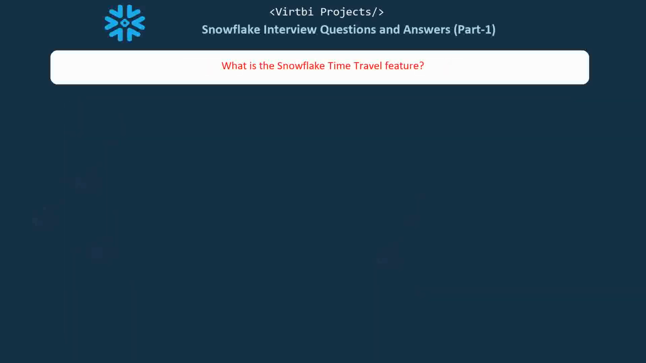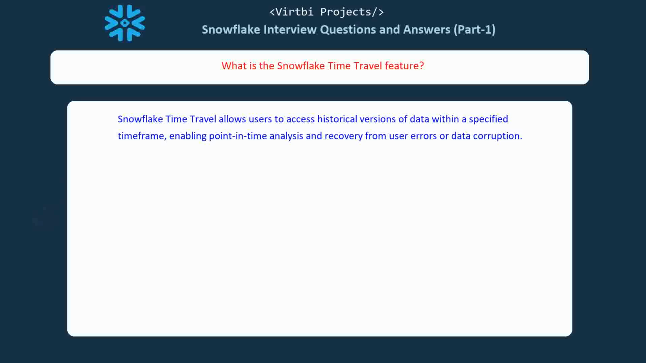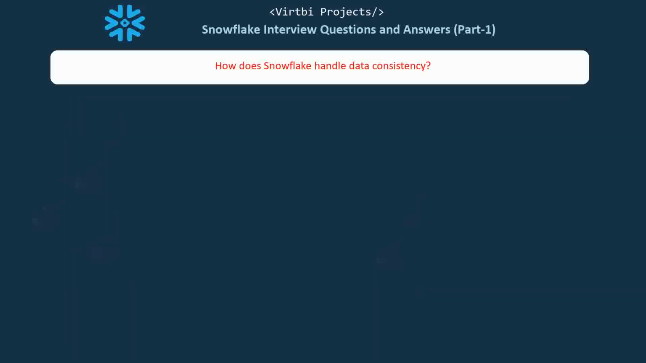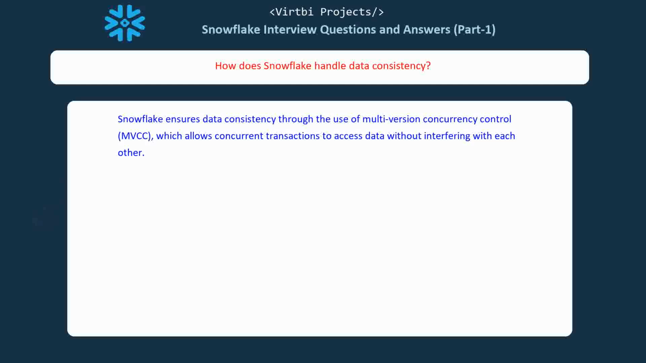What is the Snowflake time travel feature? Snowflake time travel allows users to access historical versions of data within a specified time frame, enabling point-in-time analysis and recovery from user errors or data corruption. How does Snowflake handle data consistency? Snowflake ensures data consistency through the use of multi-version concurrency control, MVCC, which allows concurrent transactions to access data without interfering with each other.